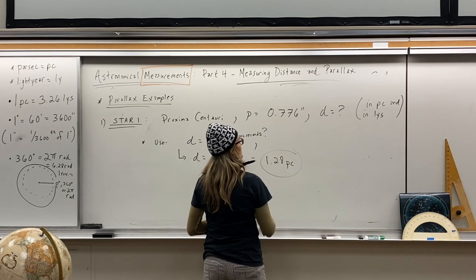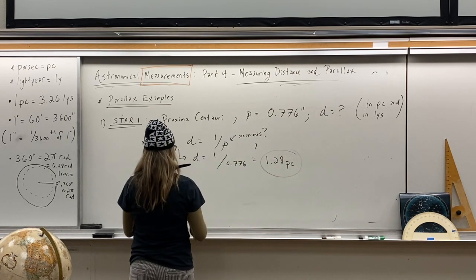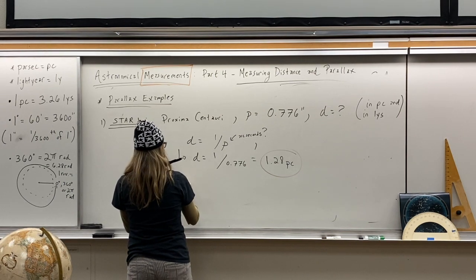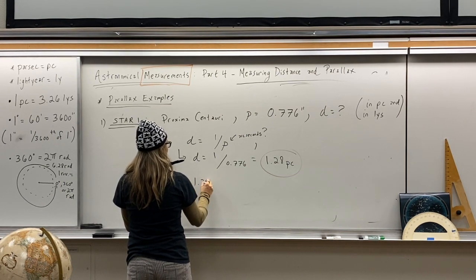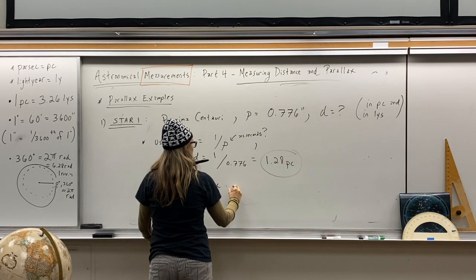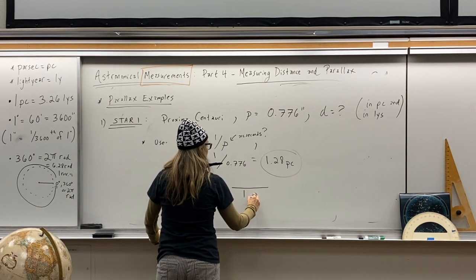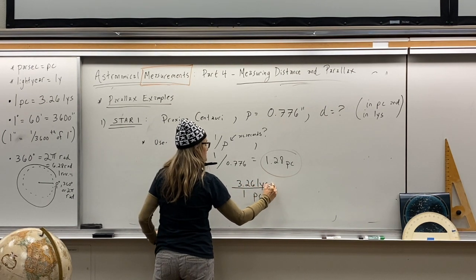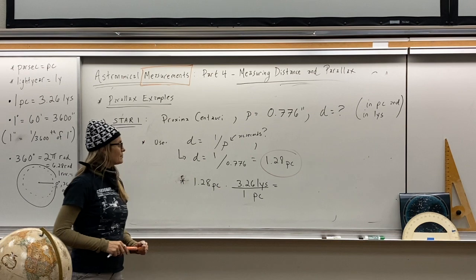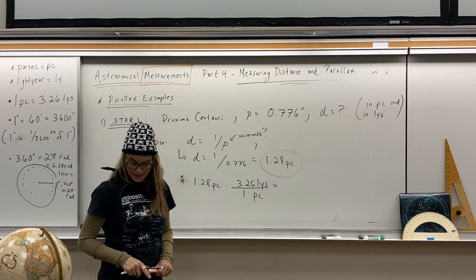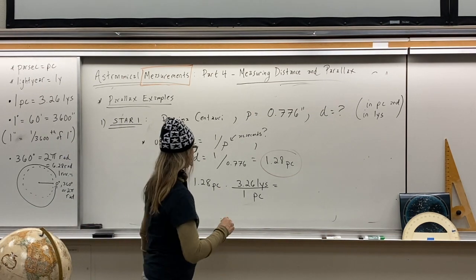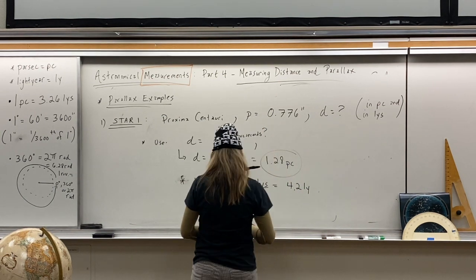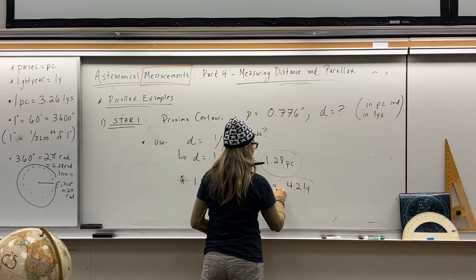Okay. Now, what is it going to be in light years? So, in light years, I do 1.28 PC times, I know that 1 parsec equals 3.26 light years, and I multiply 1.28 by 3.26, and I get a measure of 4.2 light years, the quoted value that we typically see. Okay.